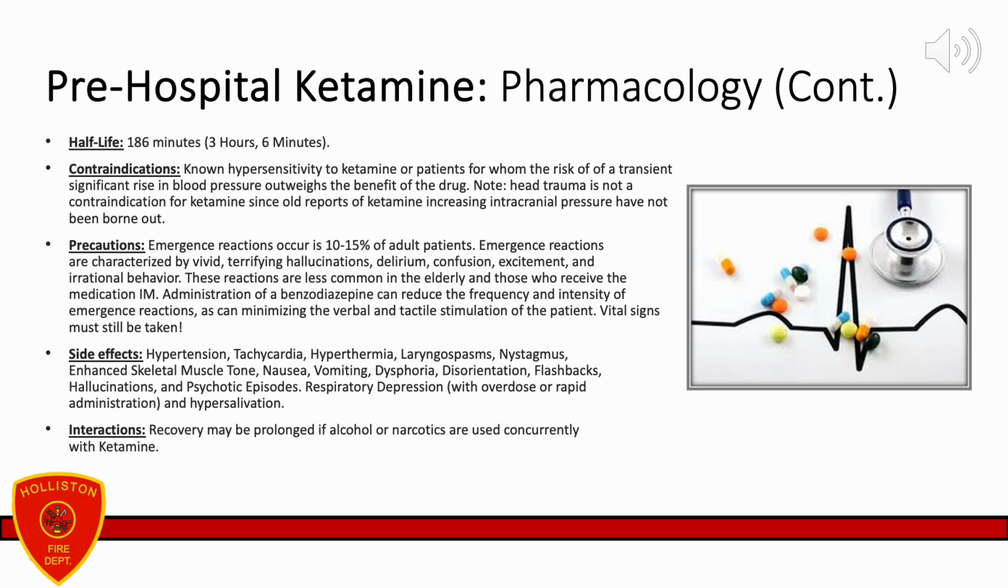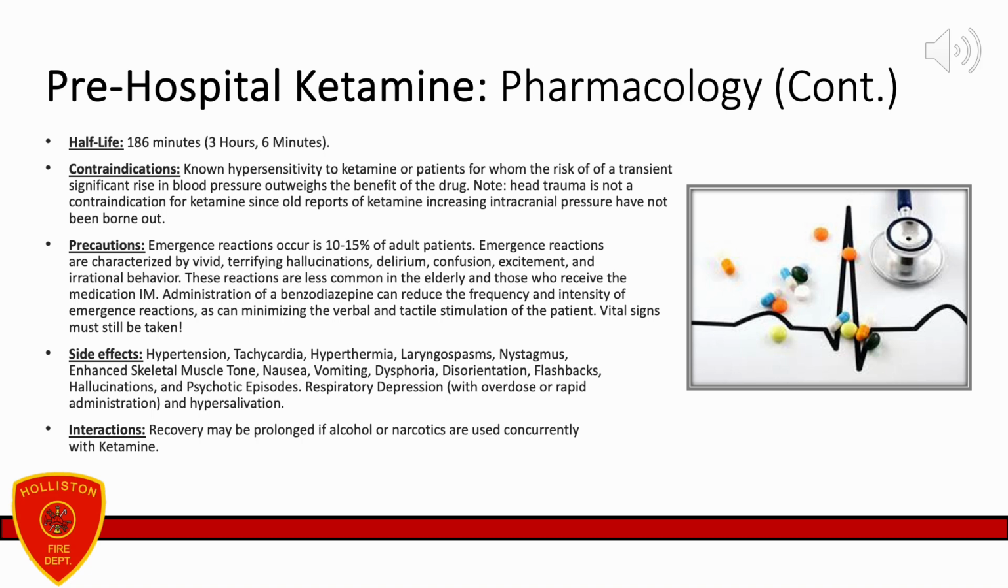Precautions, emergence reactions. As the ketamine wears off, people can have a bad, literal trip on this medication. If we're seeing them having hallucinations, delirium, confusion, excitement, or irrational behavior as they're coming out of this ketamine dose, a lot of times we have a longer trip. For Holliston, for example, if we give ketamine in Holliston and take a patient by ground to UMass or Boston, along our route, 15, 20 minutes down the road, as the ketamine starts to wear off, the patient could be having some hallucinations or delirium.